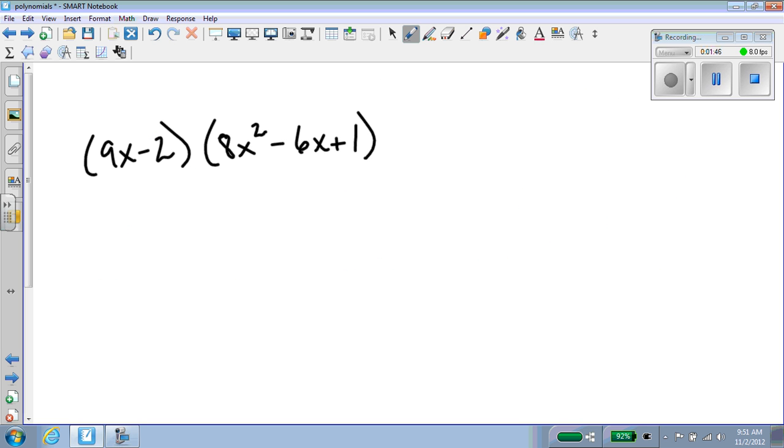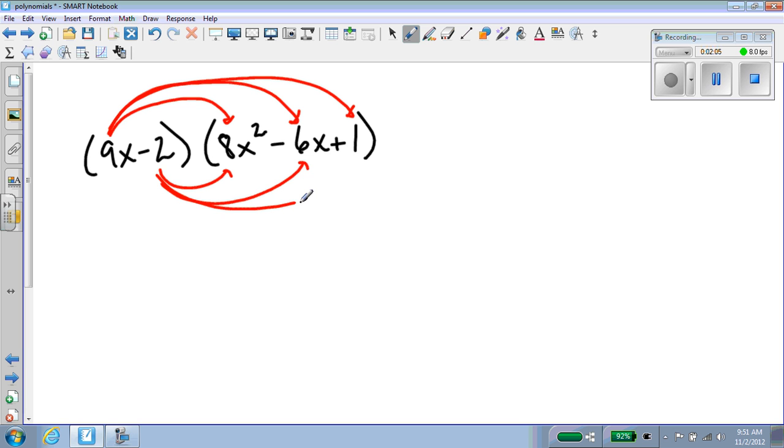Now I have a binomial times a trinomial. And in that case, we're going to have to distribute 9x to all three terms. And then we're going to have to distribute -2 to all three terms, because multiplication is more like a party where everybody spends a little time with everybody else. At the end of all that multiplying, we'll need to look for like terms.